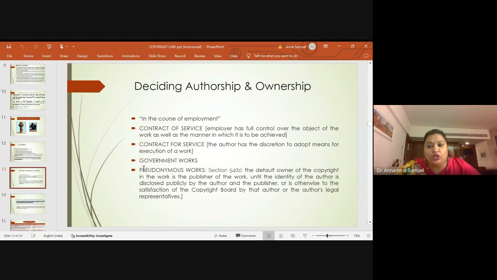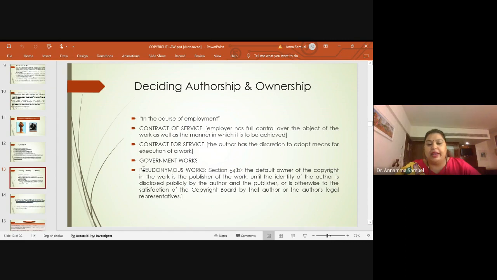Now, how do you decide the authorship and ownership? It depends on whether the work is done in the course of employment. So in a contract of service, the employer will have full control over the work and the manner in which it has to be achieved. In case of a contract for service, if you are a consultant, then you have the discretion to adopt means for the execution of the work.